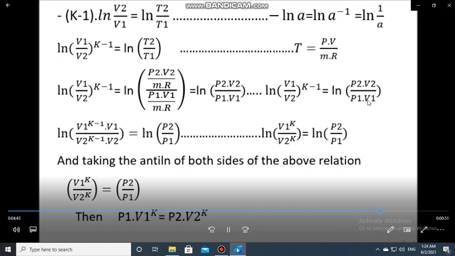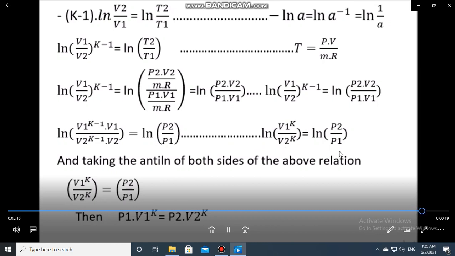And transferring V2 and V1 by cross multiplication to the other side, we have ln (V1 over V2) to the power k minus 1 into V1 over V2 equals ln P2 over P1. Thus, V1 to the power k minus 1 into V1 would be V1 to the power k over V2 to the power k, equals ln P2 over P1.